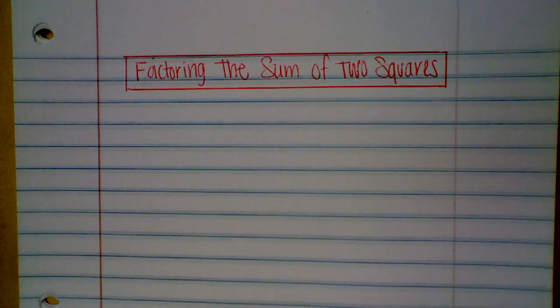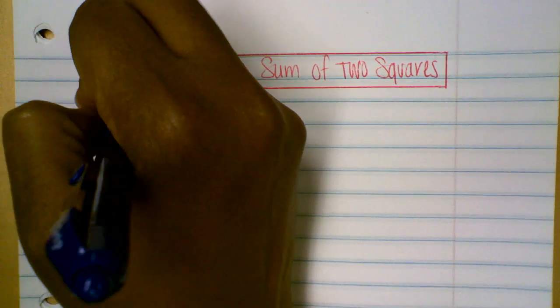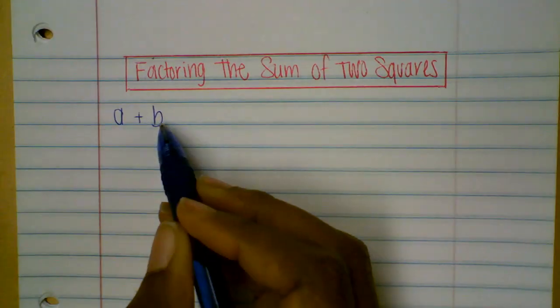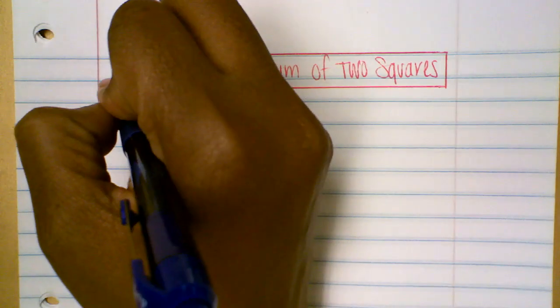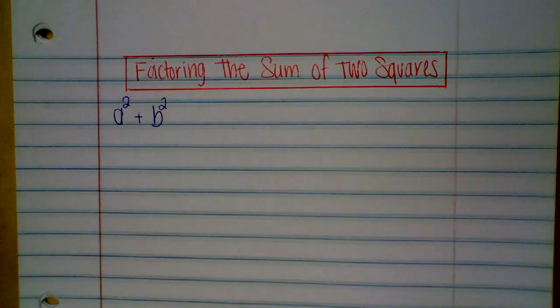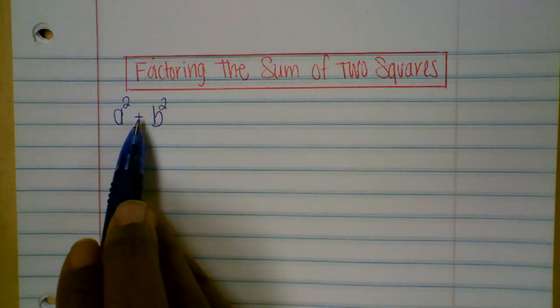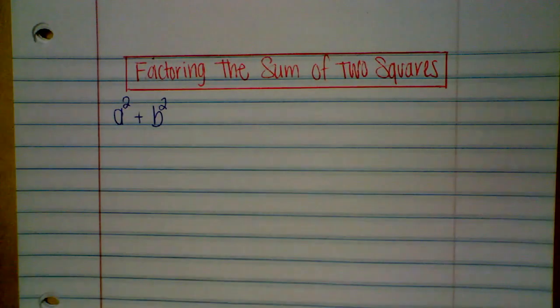So today's video is going to be about factoring the sum of two squares. Okay, what do I mean by that? If you have a sum of two numbers where each number can be written as a square like this, we can factor it. We can factor the sum of two squares. And how do we do this?